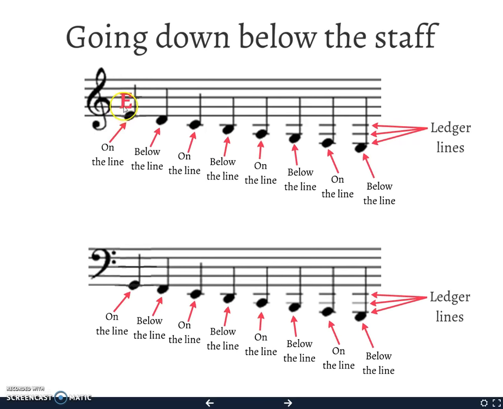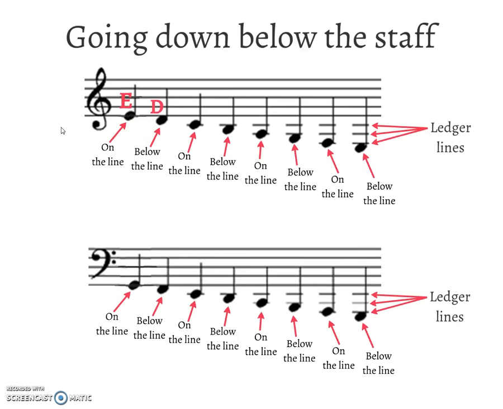We know this is E, E for Elizabeth. As we're going down, we're going backwards. It's harder to do than going forwards. Before E in the alphabet is D. Before that is C. Before that is B. Before that is A. Now we're going back to G, F, E.